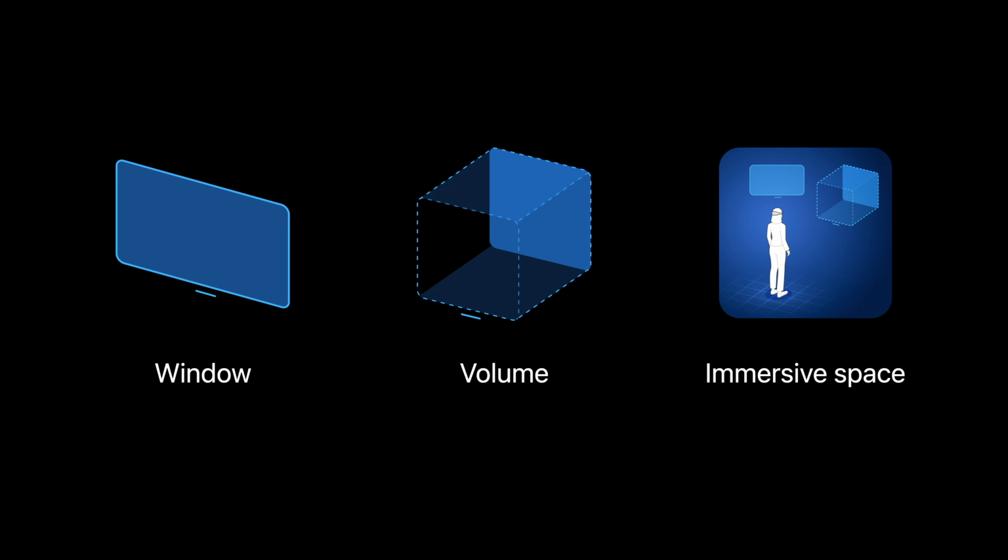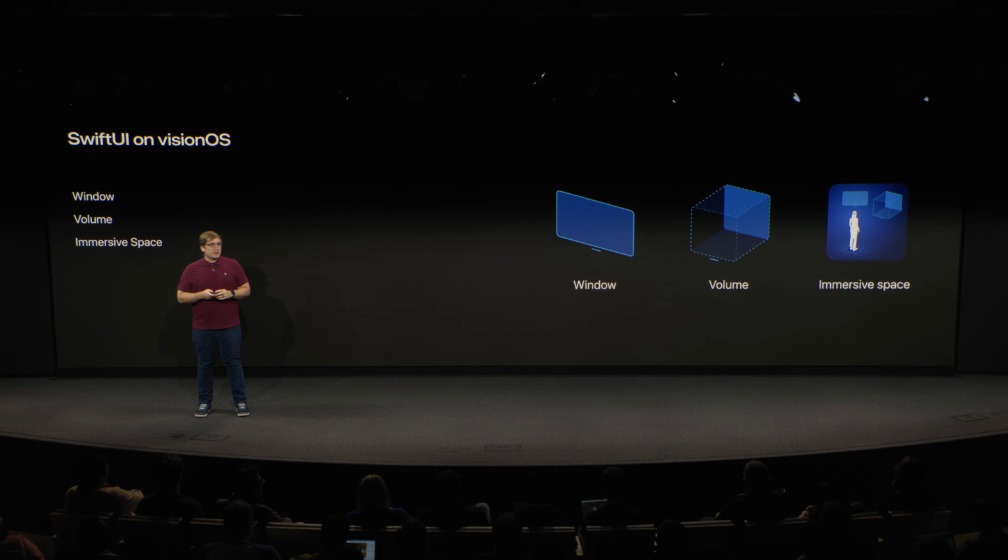The final type of view is an immersive space. These are unbounded spaces, can be presented with or without pass-through, and let you completely surround your audience with content. Only one immersive space can be active at any time.